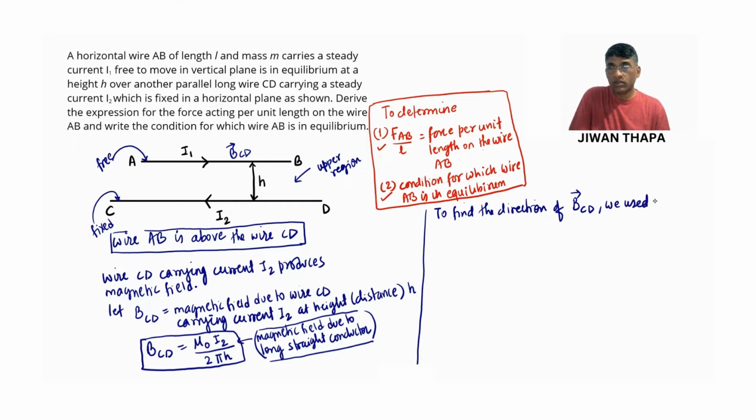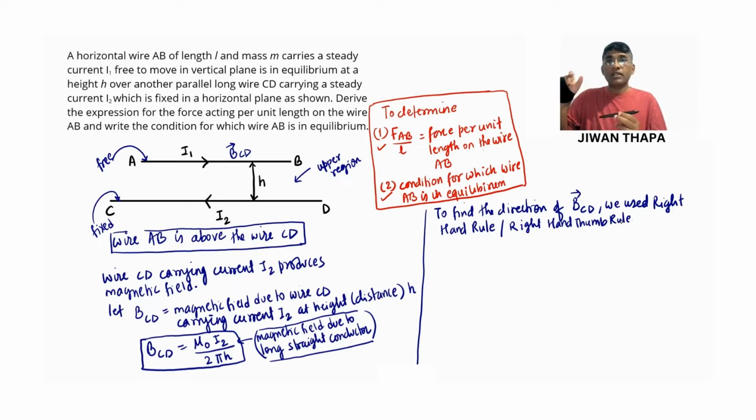we use the right hand rule, or simply we can say we use the right hand thumb rule. So what you find is that current is flowing from D to C. Let's say this is D and this is C, the sharp end is C. So current is flowing from D to C, that is, it is flowing along this direction.